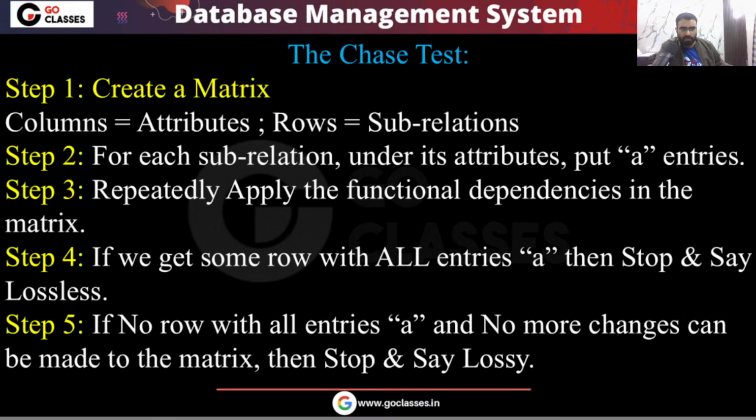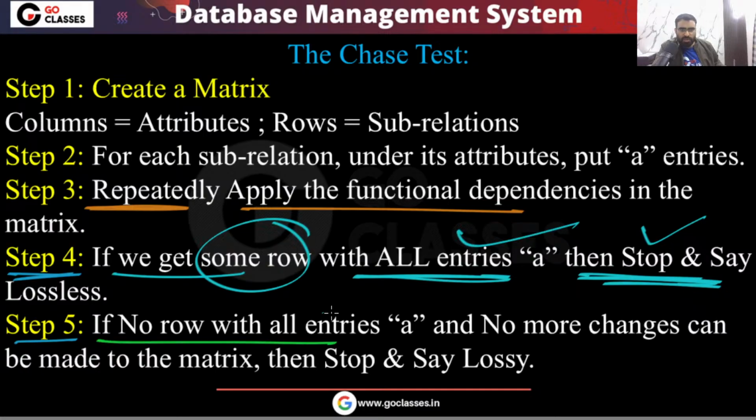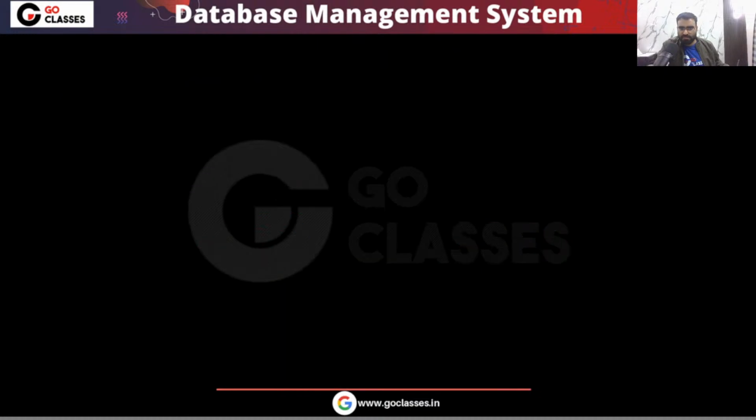Okay, so please focus here. Step number 4 and step number 5. After you apply the functional dependencies repeatedly, remember, if we get some row with all entries A, then you can stop and say lossless. But remember, if there is no row with all entries A and no more changes are possible, then in this situation you can stop and you can say lossy.